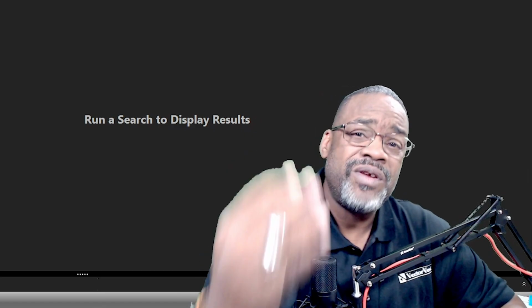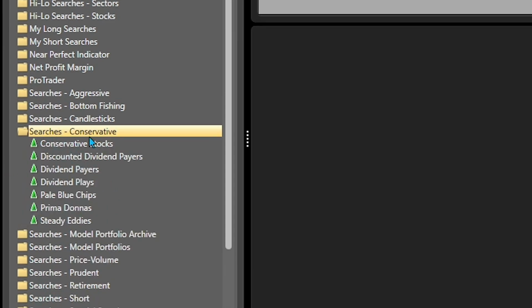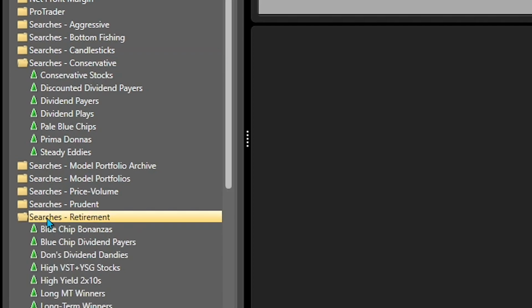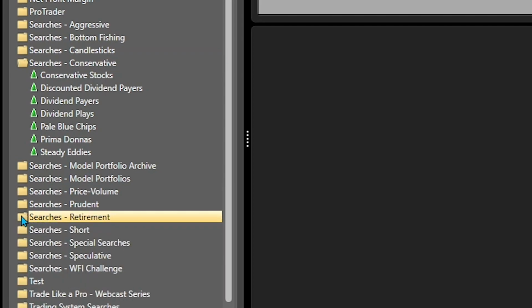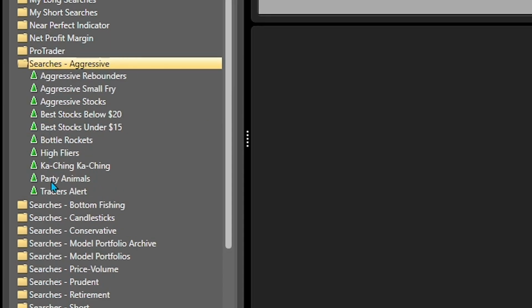Now, there's 4 different types of investors for the most part. We have the conservative investors, so we have Search is conservative. And then also along with that, we have Search is retirement for the more conservative investor. Well, let's say that you're a little bit more aggressive. That's okay, because we have Search is aggressive. That's ideally suited for the more aggressive trader.